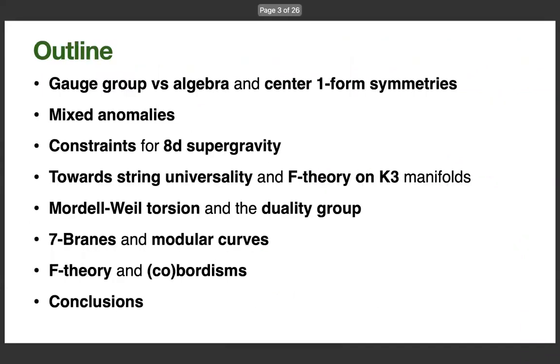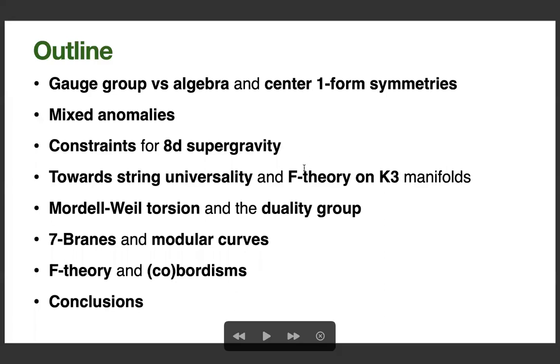Okay, so with that, the outline of my talk. First I will tell you what is the difference between the gauge group and the gauge algebra in gauge theories in general, and what it has to do with these center one-form symmetries. Then I will come to one of the most important points for us, which is the mixed anomalies that are affected by these center one-form symmetries. From that, I can relate to constraints for 8D supergravity theories. In fact, these are so strong that we can approach string universality quite a bit in the comparison with F theory on K3 manifolds, for example.